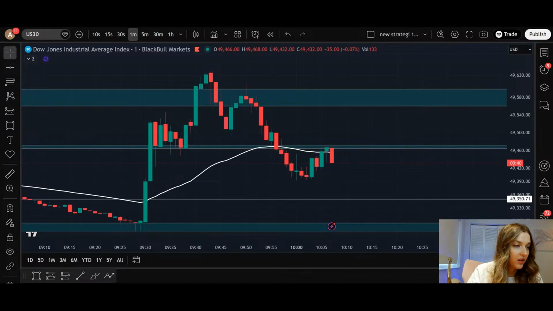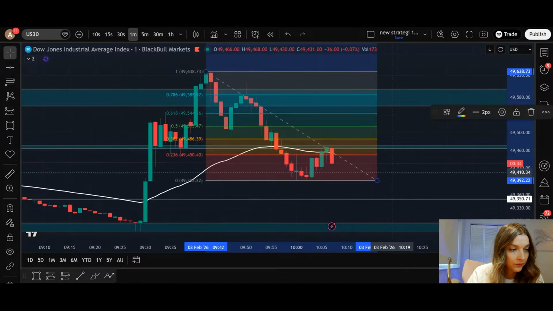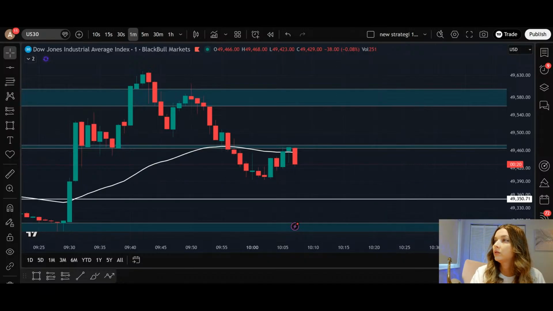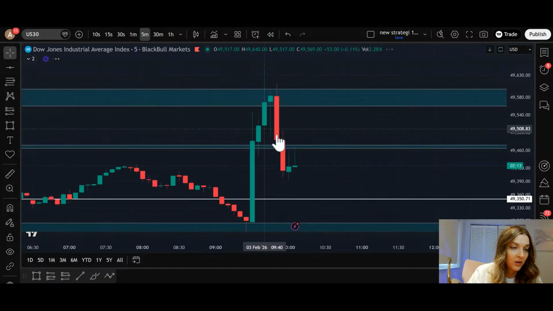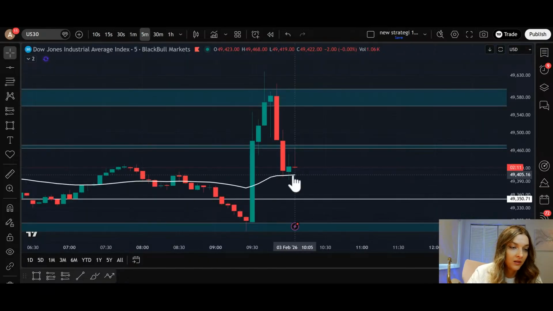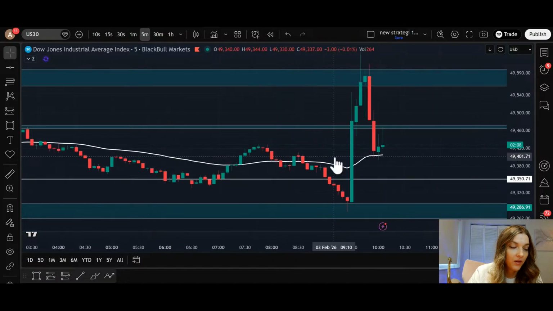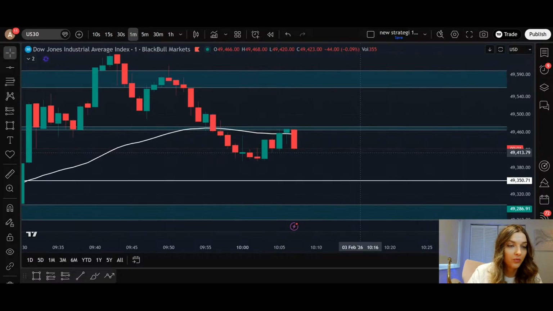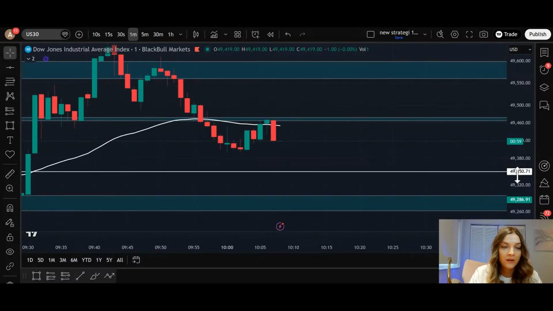Let's put a Fibonacci here and see. So this is an area of the Fibonacci. Let's see if it gets there. I can see a rejection, but I'm not going to get in because the price is still at the EMA 50 on 5 minutes, and it's going to take a little bit to break it, actually. Let's see.